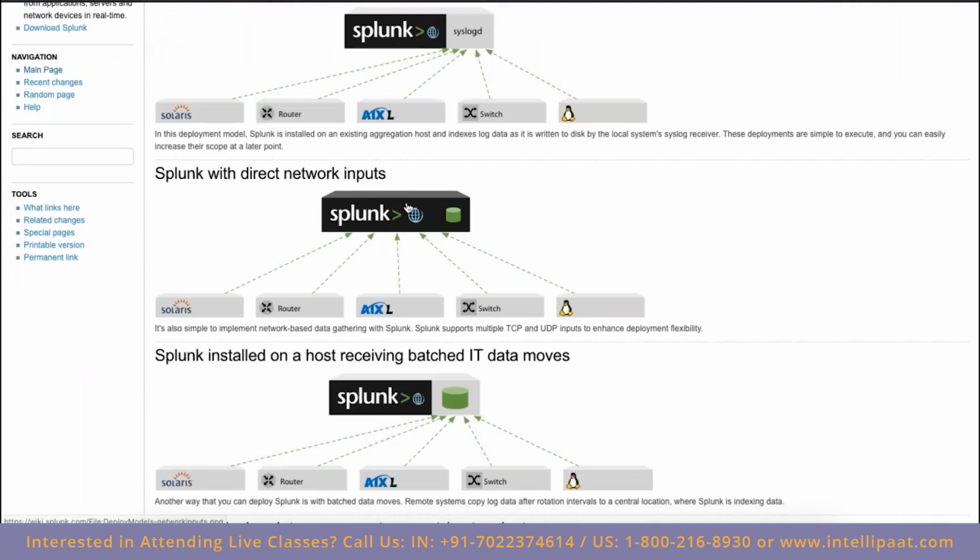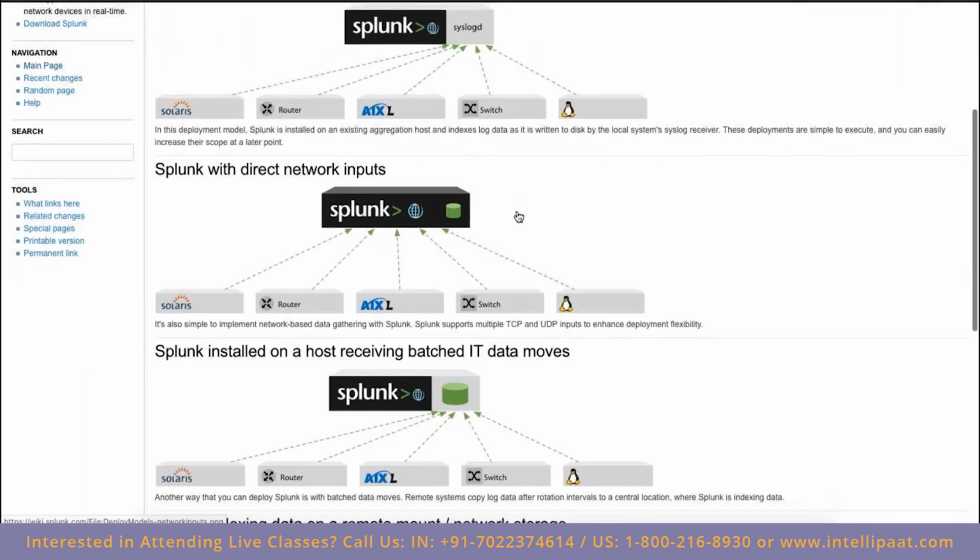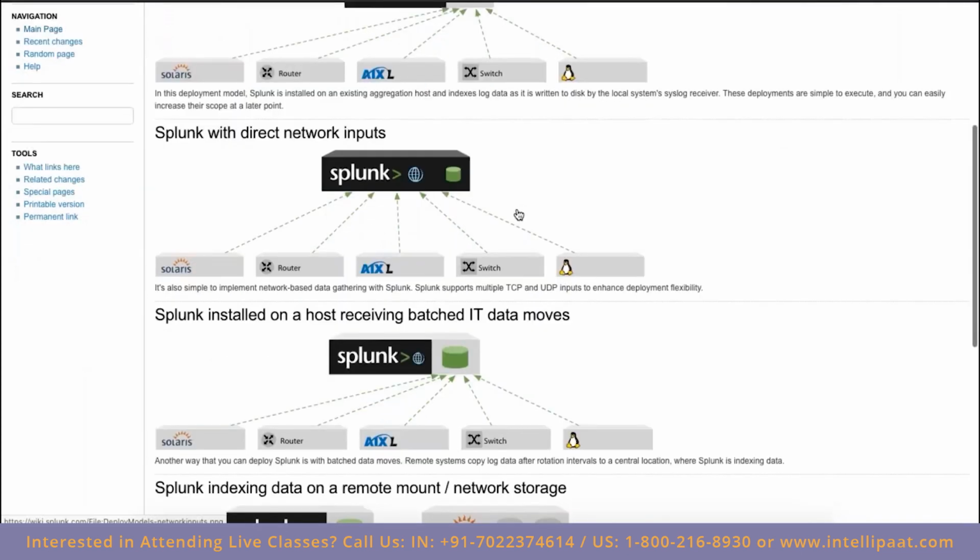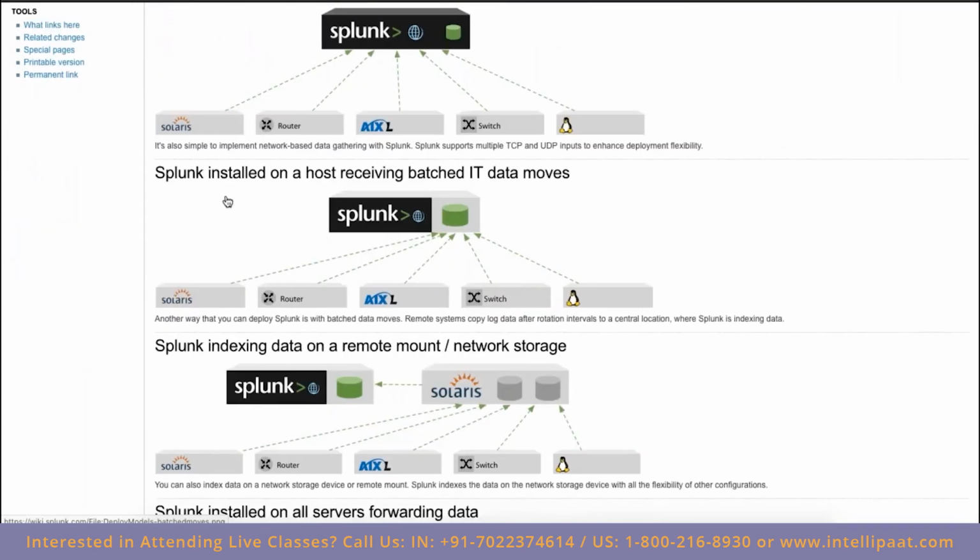It goes into Splunk directly and is stored in the database, right? Next, if Splunk is installed on a host, it receives batched data. For example, you are accumulating all the logs here, and in a batch you redirect them there, using a remote copy protocol like RCP, copying the logs all together, putting them offline and archiving, and then Splunk analyzes it.